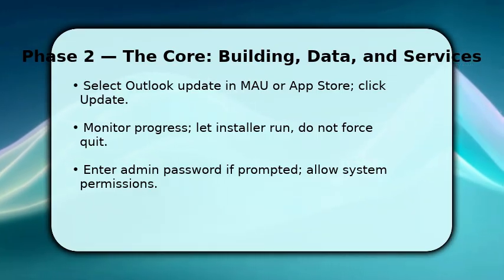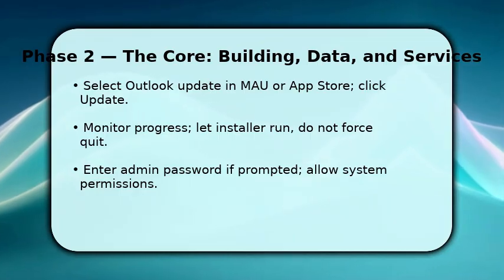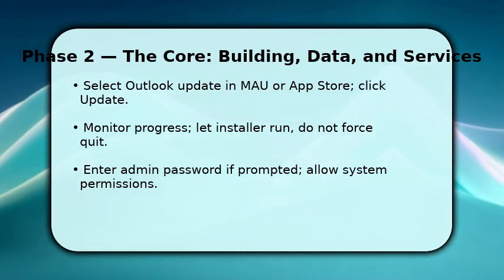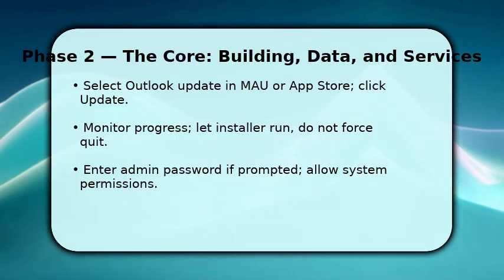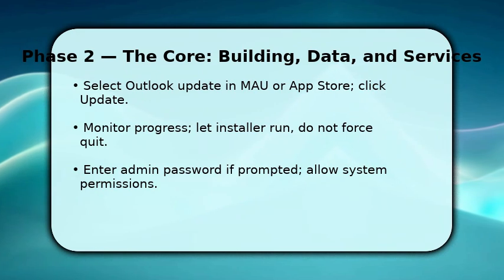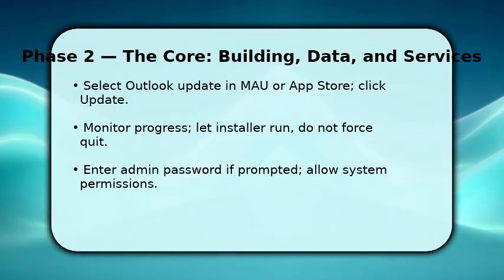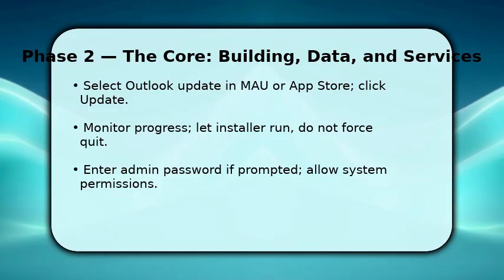If prompted, enter your admin password and grant permission for kernel extensions or accessibility access, because these rights let Outlook integrate properly. When installation finishes, the app may relaunch. Test accounts quickly to verify mail, calendar, and search respond correctly. You finish by restarting your Mac to ensure new components load, which often fixes residual problems.